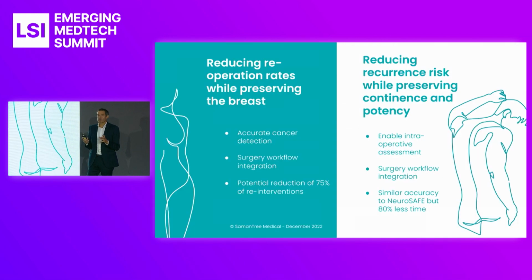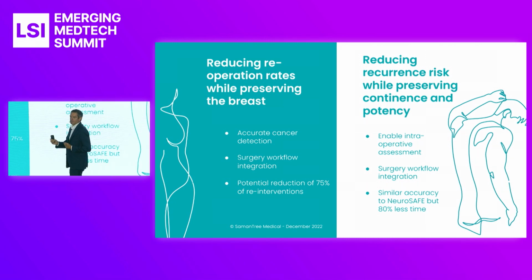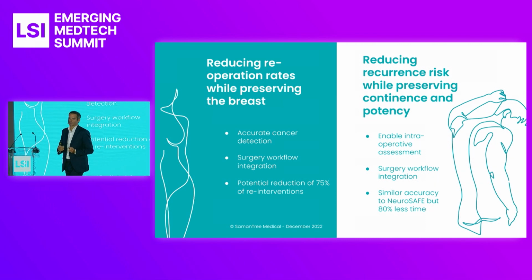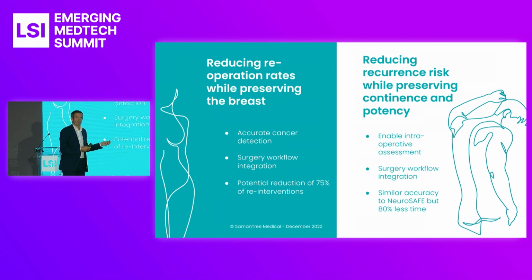A few words about the unmet need. The unmet need in breast is clear. Today, 25 to 30% of women undergoing breast cancer conservative surgery have positive margins, meaning they're going to be re-intervened on. Our device has been shown, and it's published, that used interventionally, it can reduce the re-intervention rate by 75%. So that 25 to 30% would be reduced by 75%.